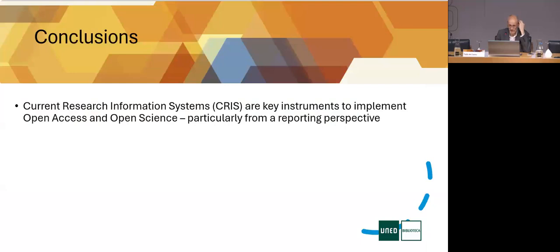Finally, this is, I think, my last slide. A few conclusions. CRIS systems are key instruments to implement open access and open science, particularly from a reporting perspective. So all the information is in there. The library has this comprehensive overview on what's happening where in terms of publications, very early queries from academics saying, can you pay this if I get this manuscript submitted there and it gets accepted? So you build a trust relationship with researchers.